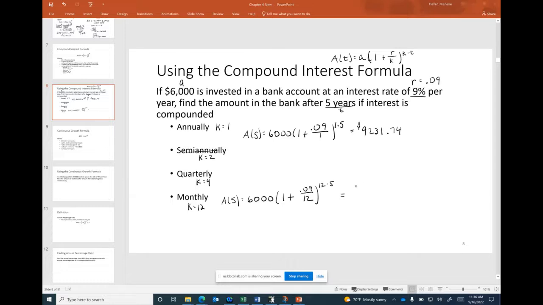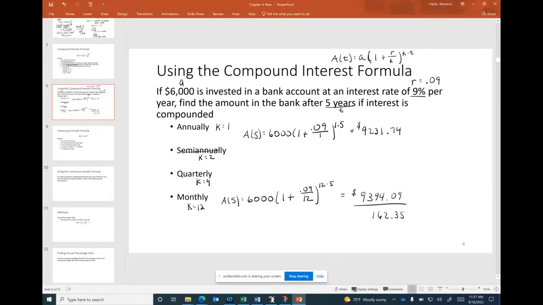The calculator told me now that this is $9,394.09. So look at that difference there. It's quite a difference. Let's see what it is. That's a difference of $162.35.